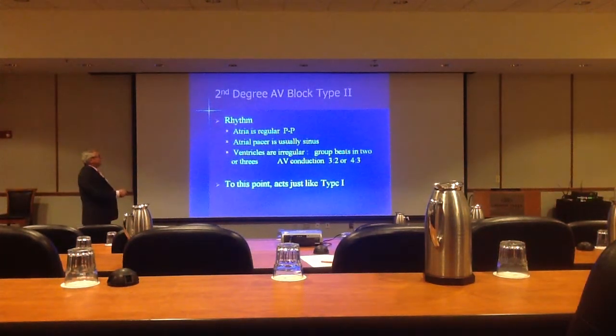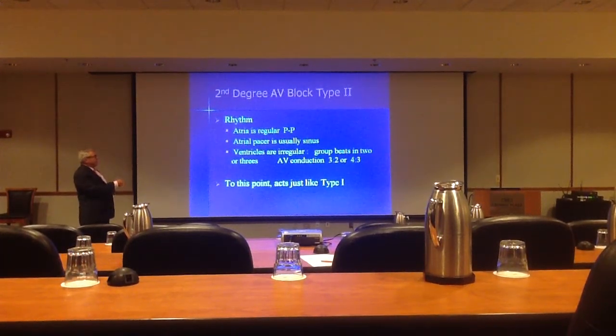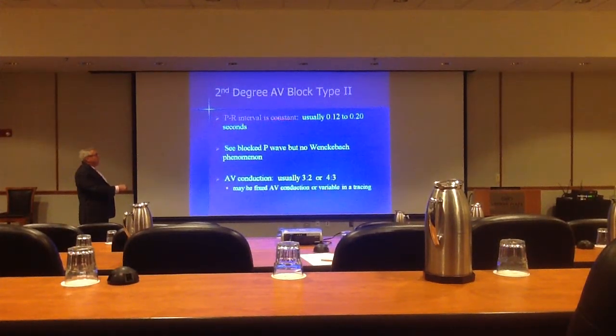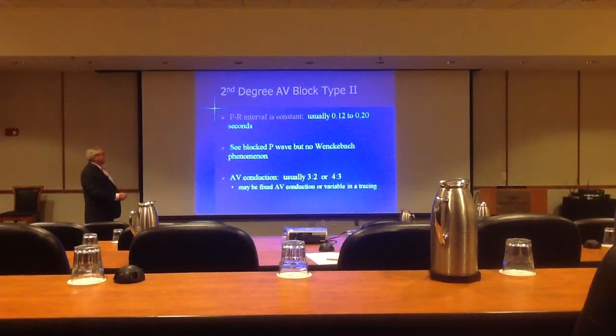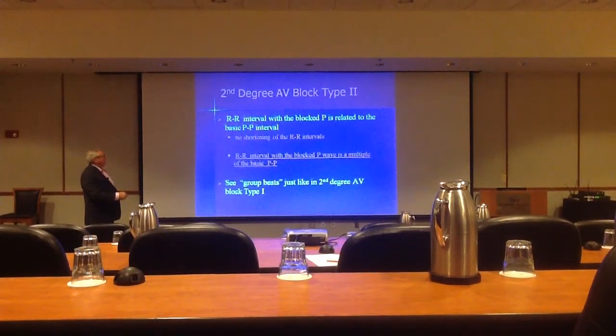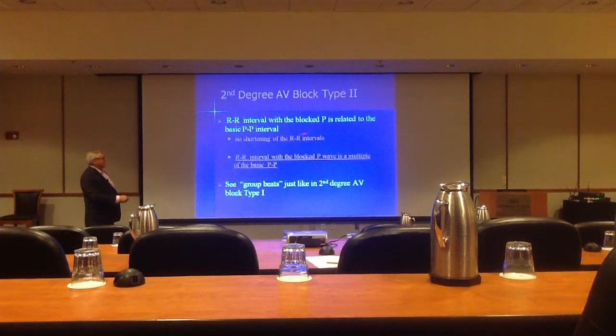Now what happens in the second degree AV block type 2? For the most part, in the very beginning, it looks just like a second degree block type 1. The PR interval, though, is constant. It doesn't change. And then you'll see a blocked P wave, but there's no Wenckebach phenomenon. The PR interval is fixed. The RR interval with a blocked P is a multiple of the basic PP cycle, so there's no shortening of your RR intervals.